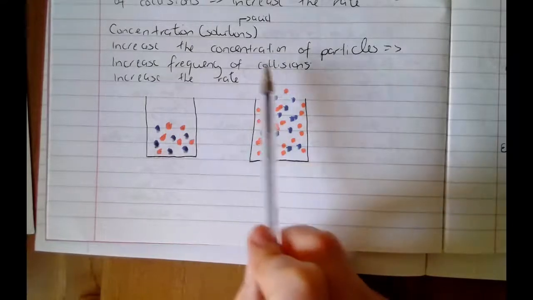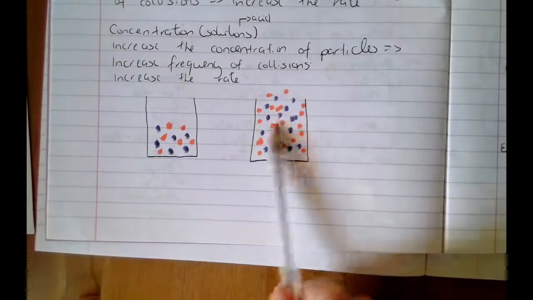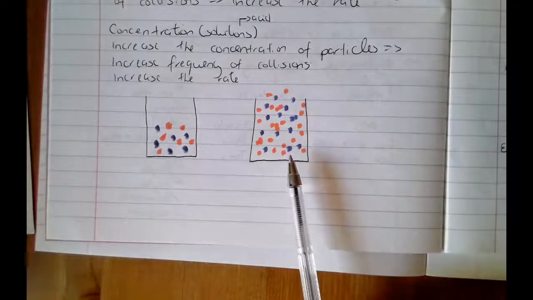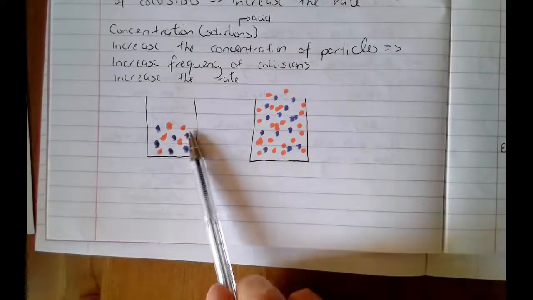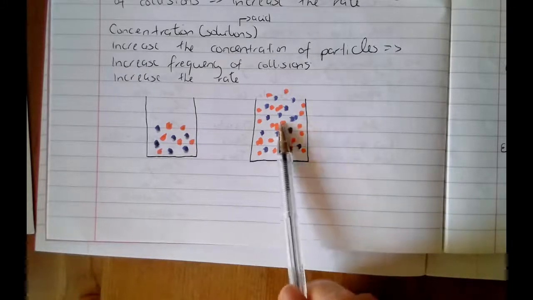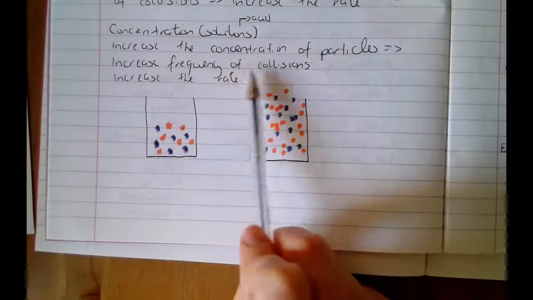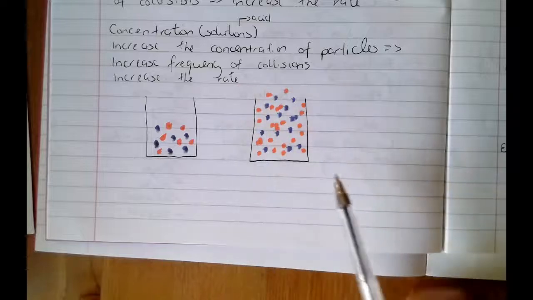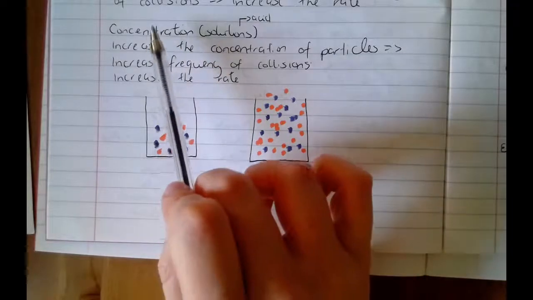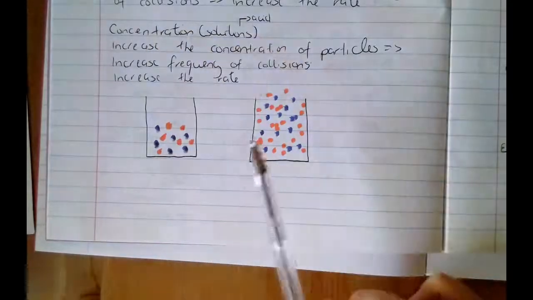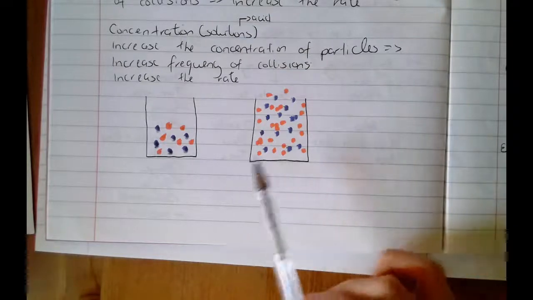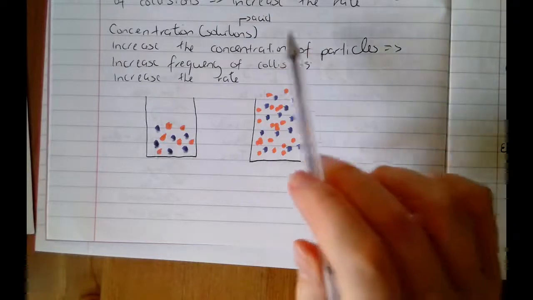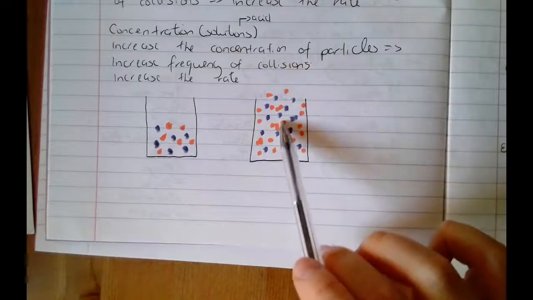If you have increased the concentration and if you've got more particles, then you are more likely to have collisions. So by increasing the concentration, I'm going to increase the frequency of collisions, and therefore I'm going to increase the rate. This is particularly applicable to solutions such as acids. If you increase the concentration of an acid, if you put more particles in there, then you're increasing the frequency of those collisions.